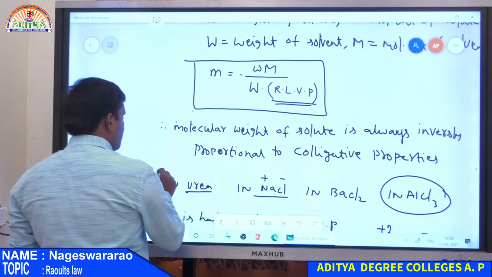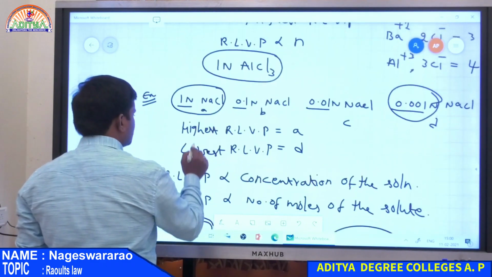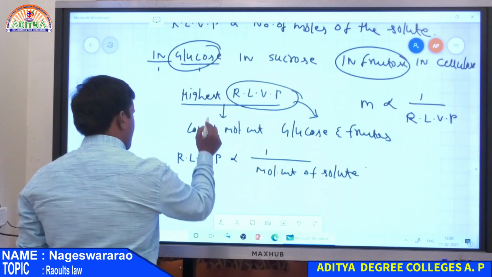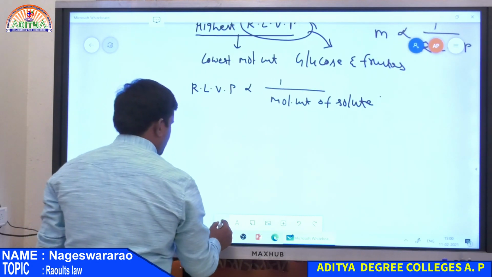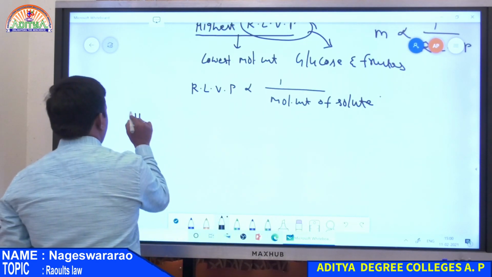Now the second one. What is the second one? The second colligative property is elevation in boiling point.